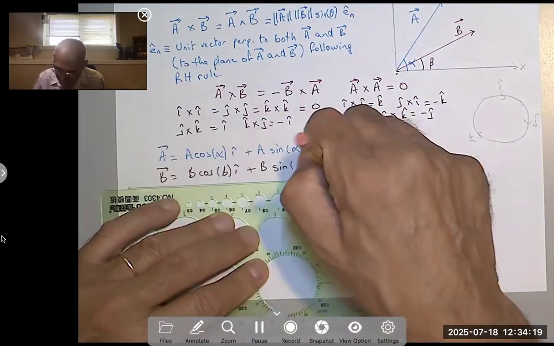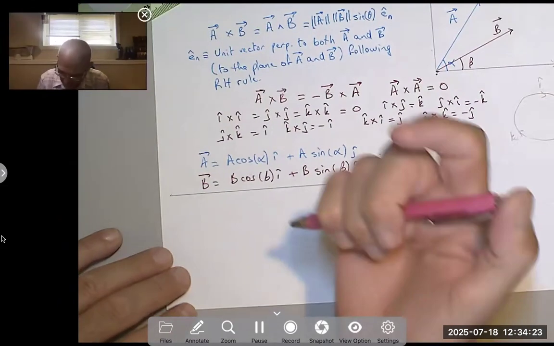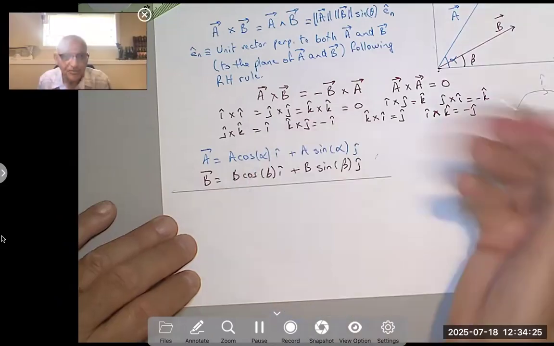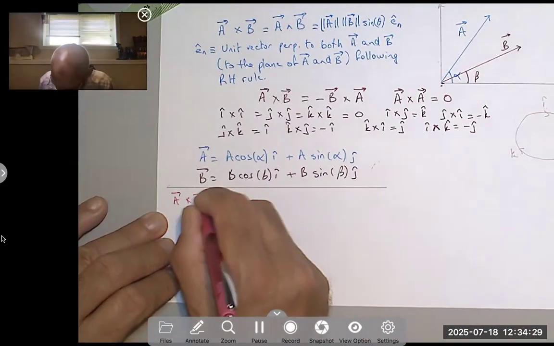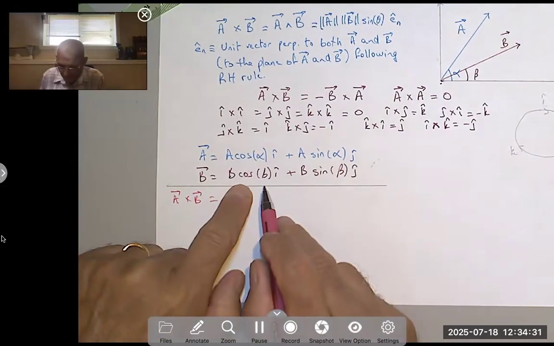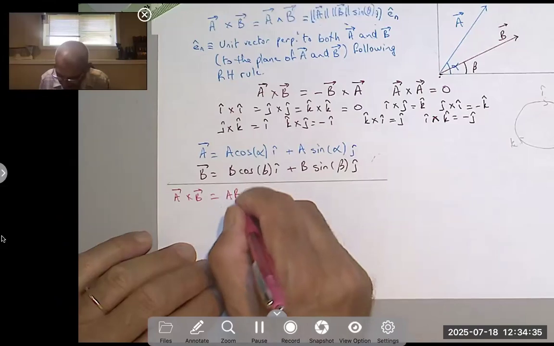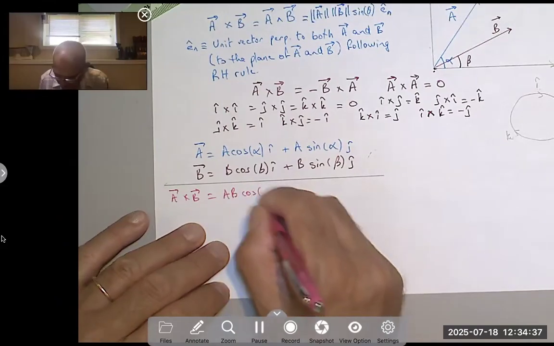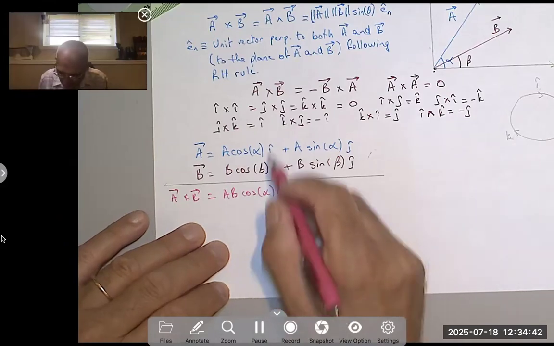And we do that exactly like algebraic multiplication. So A cross B. I have four things. If I start with the bottom, I say this times that, I can write it AB cosine alpha cosine beta.